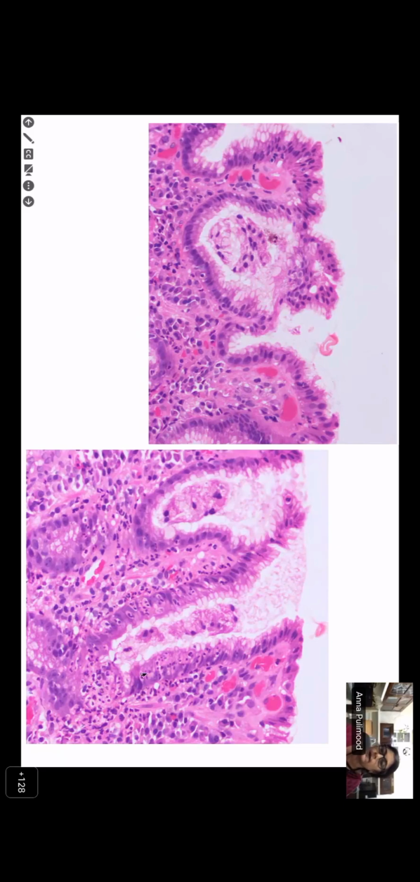Dr. Rahul, what kind of cells do you see? These are basically neutrophils which are infiltrating the epithelium. Okay, so there are neutrophils infiltrating the foveolar epithelium. Okay, this is the foveolar epithelium. And this is the surface epithelium. Does it look normal or abnormal?